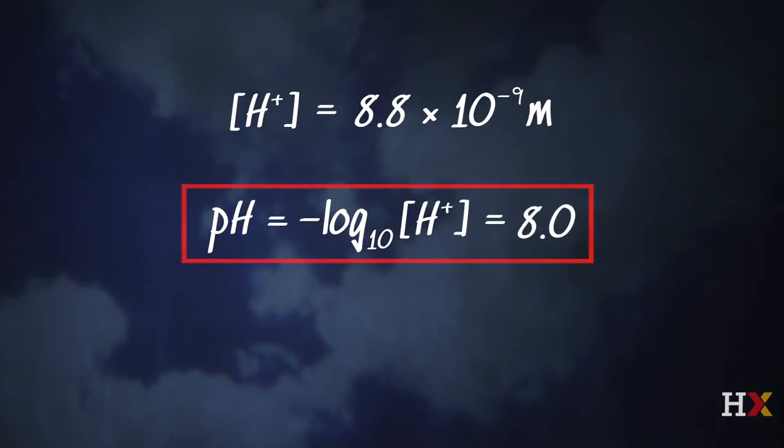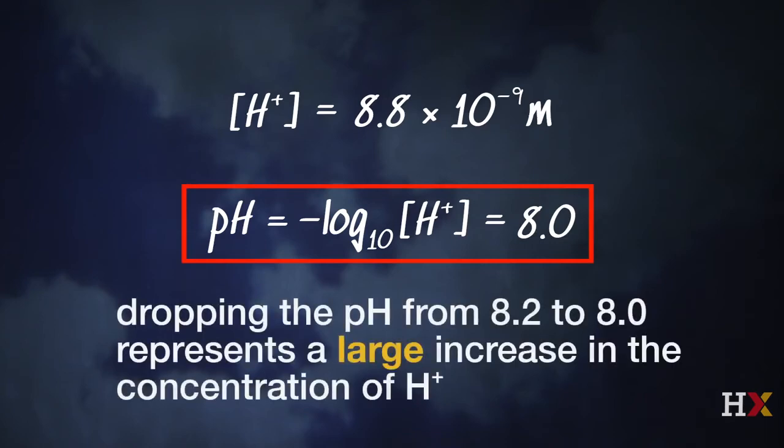8.0 for the pH. So you look at that and you say, well, we've only dropped the pH from 8.2 to 8.0, but it turns out that that's a large increase in the actual concentration of H+ because we've been taking the logarithm to determine the pH. So this is actually a very large change in ocean pH. And this affects coral reefs.